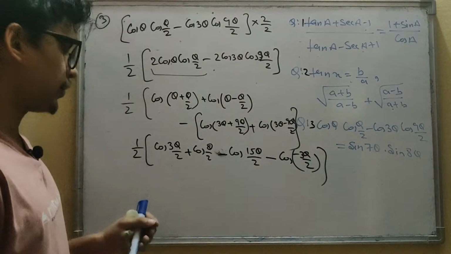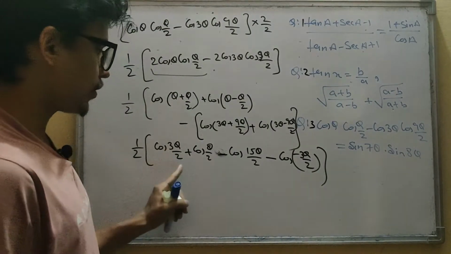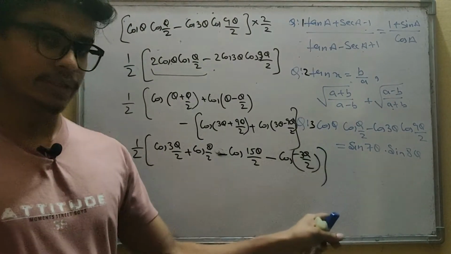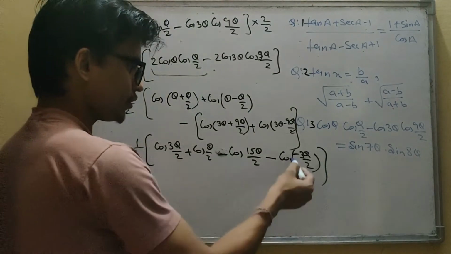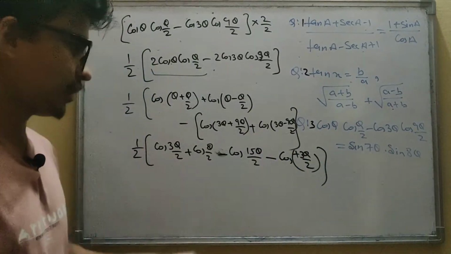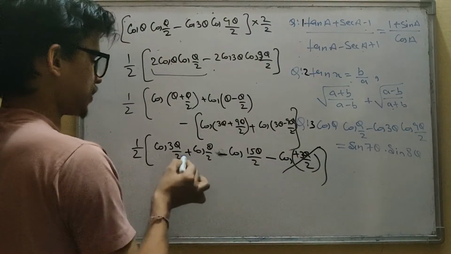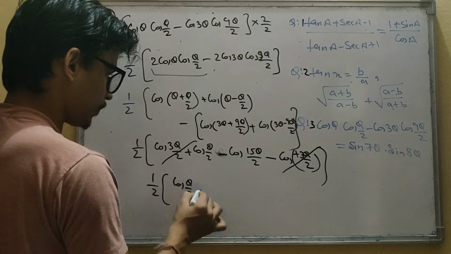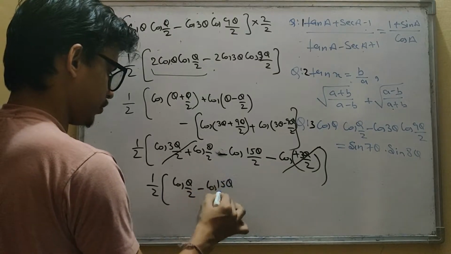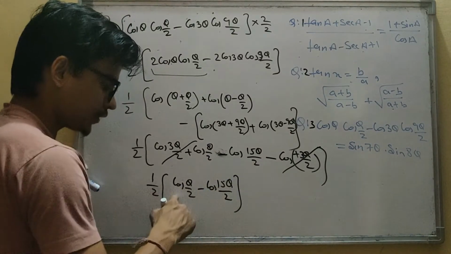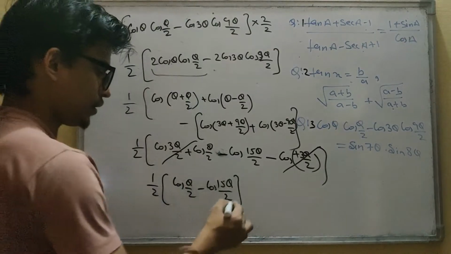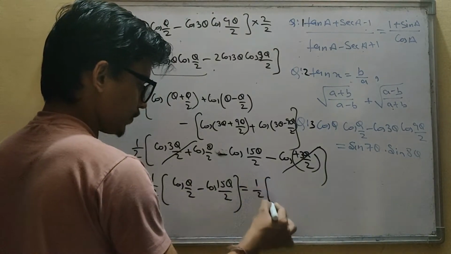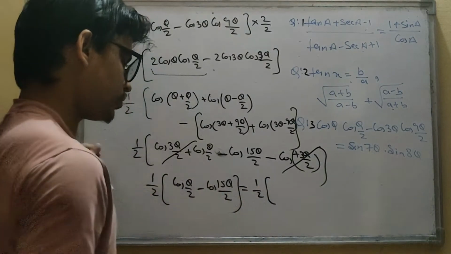So what you can see is cos 3 theta by 2, and here it is minus cos(minus 3 theta by 2). But cos(minus theta) is cos theta, so this minus can be removed. Now this will cancel out with this, so it is going to be 1 by 2 cos theta by 2 minus cos 15 theta by 2. Now you have the formula for cos c minus cos d, the CD formulas. You can apply them over here.